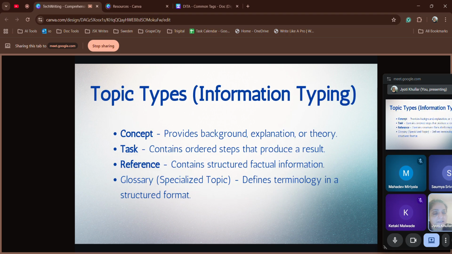So glossary is not a standard topic type here, information type here, but I just wanted to tell you that these kind of specialized topics can be created if you want. Your organization or your team has certain rules to create a glossary topic or any kind of other topic in a certain manner. You can define those rules, you can create these kind of specialized topics.